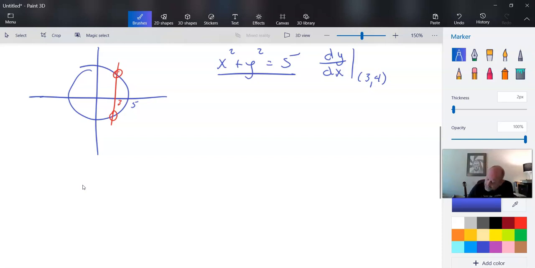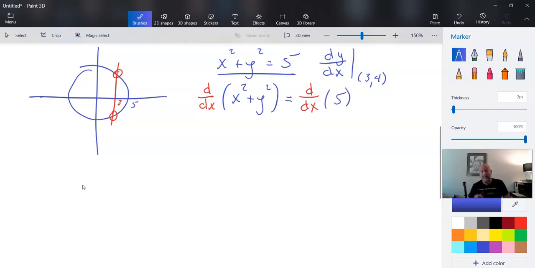Okay, well, this is how we go about doing it. We don't bother trying to solve for y. We actually leave it exactly how it is. And what we're going to do is take the derivative of both sides. So we're going to apply a d/dx to both sides of this, and then we need a d/dx of 5. Well, we know how derivatives work. We're going to be taking derivatives all the way across.